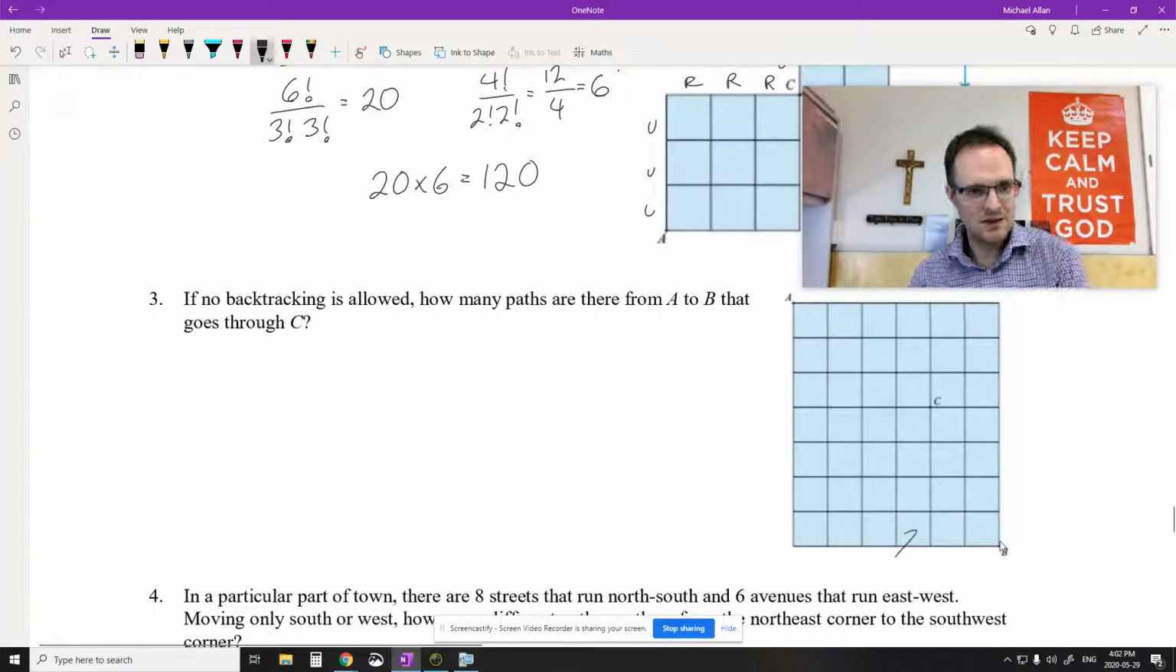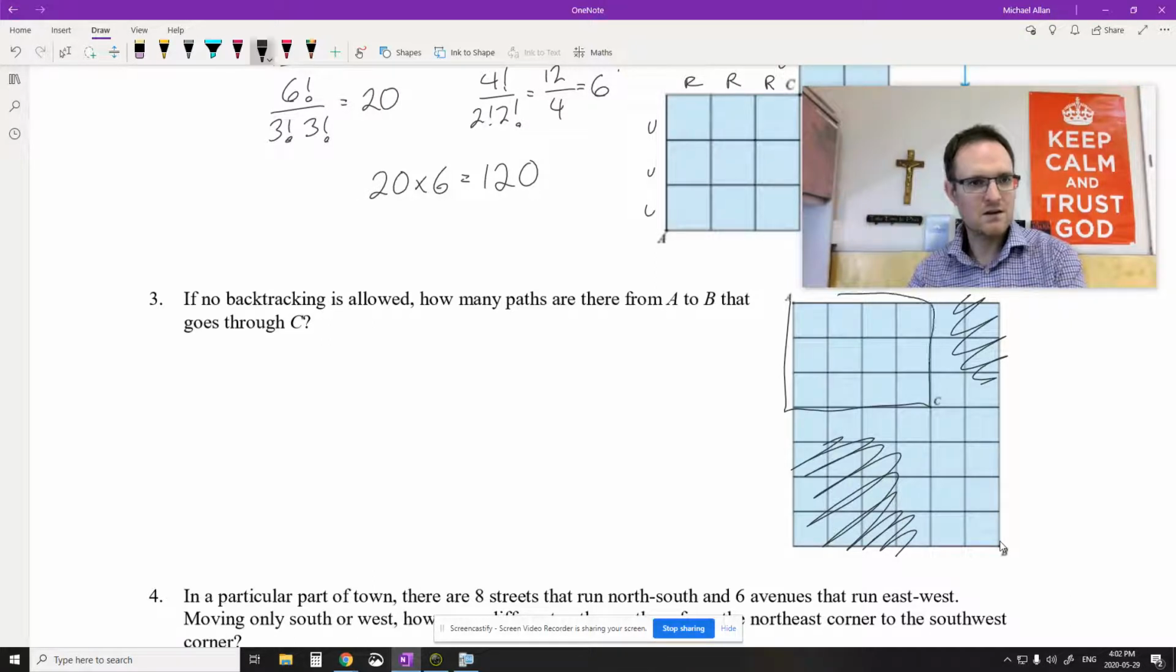So there's actually these pieces you're not using, right? So you're just going from here to here. So it's just the same question as the previous one. I want to go from A to C first. A to C. So there's 1, 2, 3, 4, 5, 6, 7. 7 factorial, 3 factorial, 4 factorial.